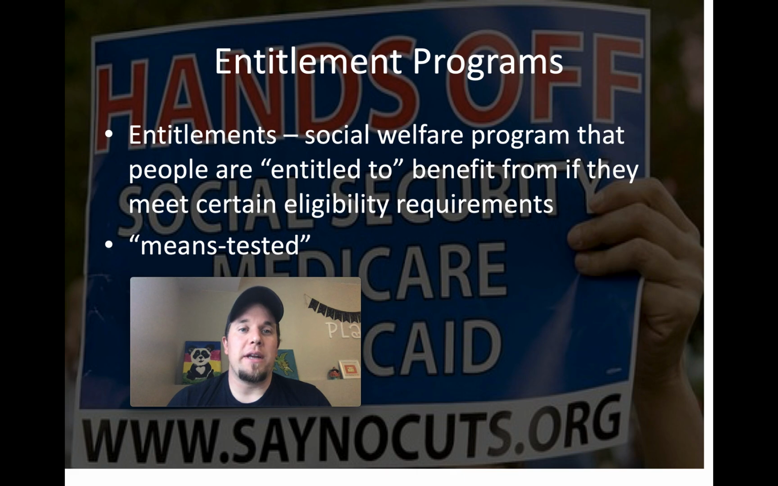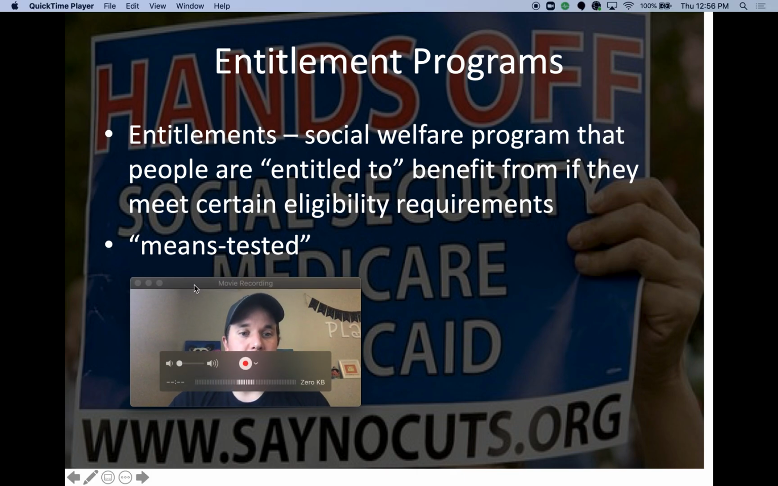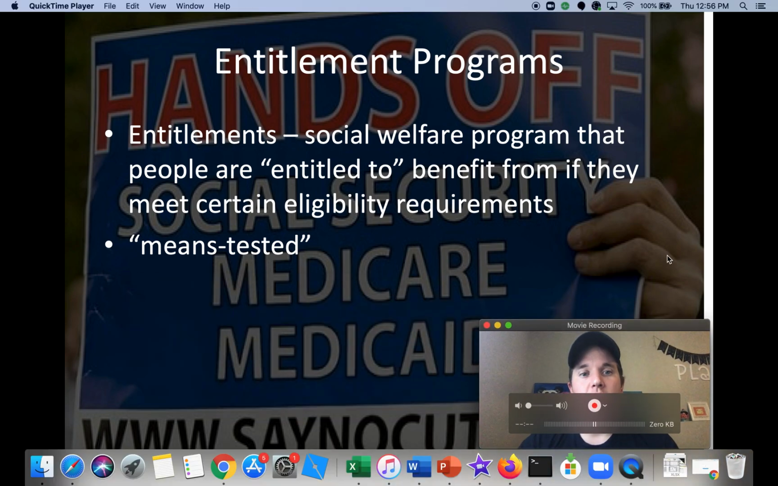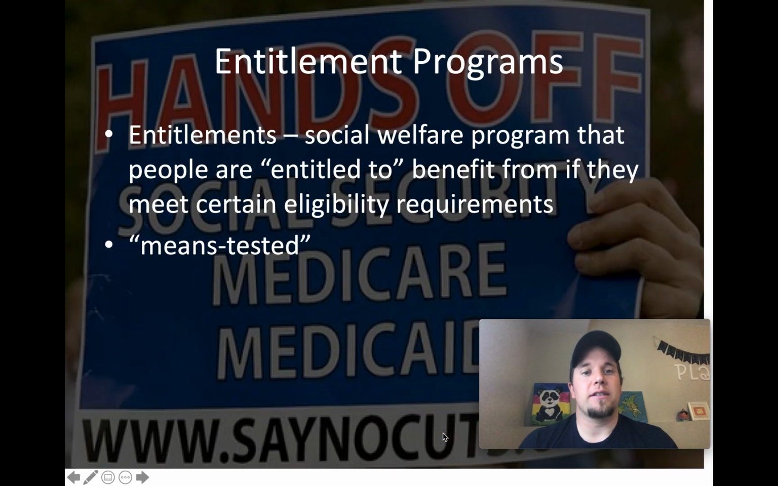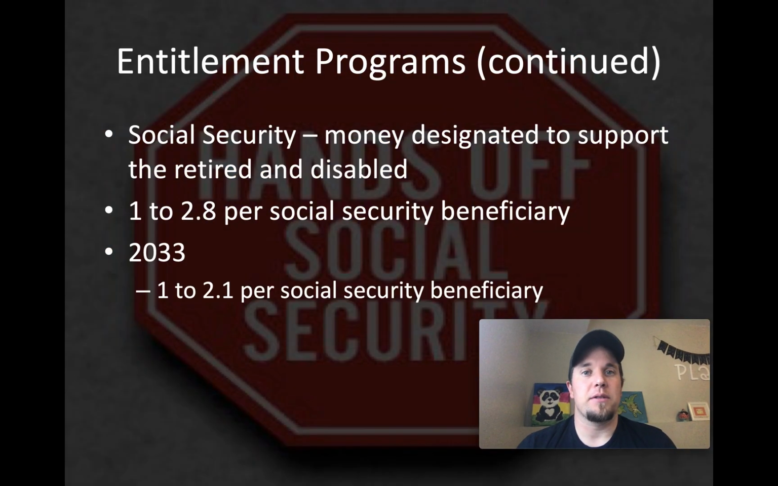Now, when we talk about mandatory spending here, we're talking about something called entitlements. The whole idea behind this is that it's a program that gives people an entitlement to benefit from it. Means tested, meaning that the individual would have to qualify for this. And if they do, they are entitled to the benefits of it. So let's look at some entitlement programs.